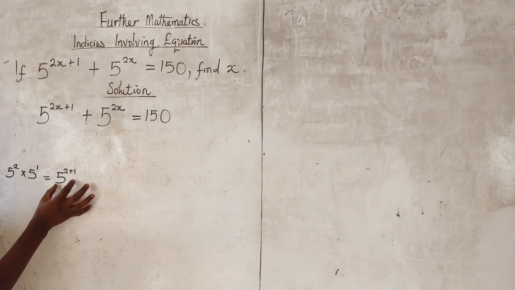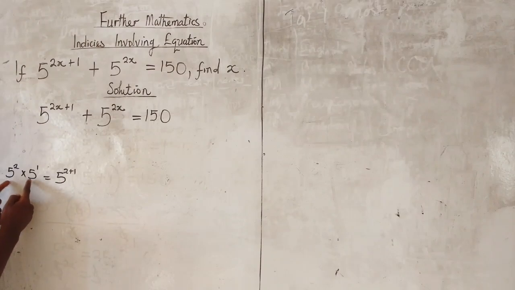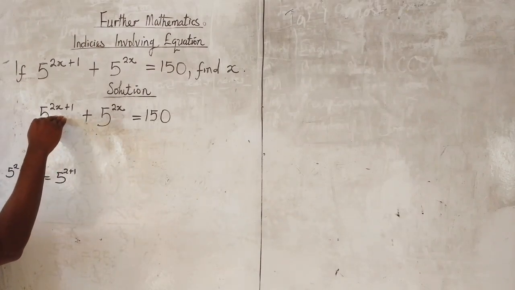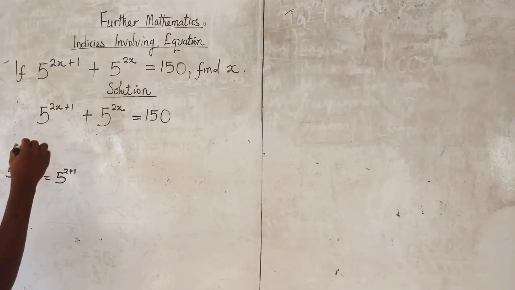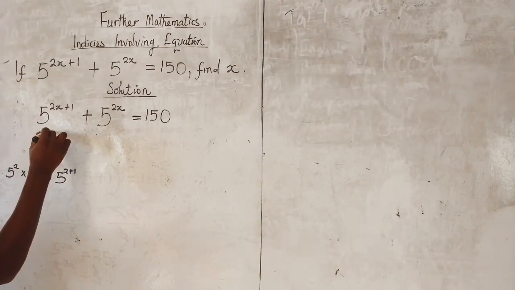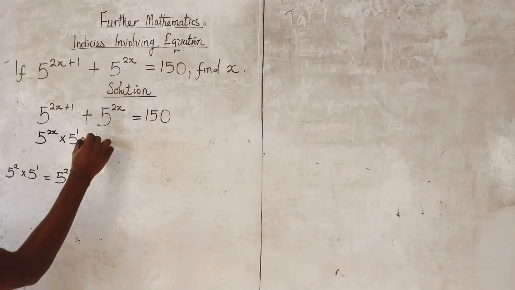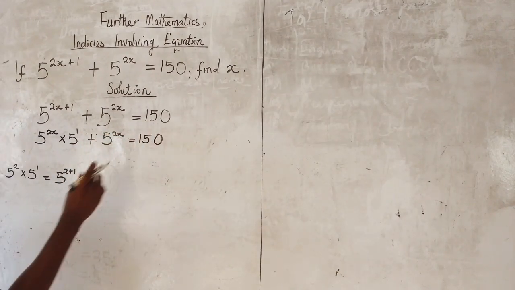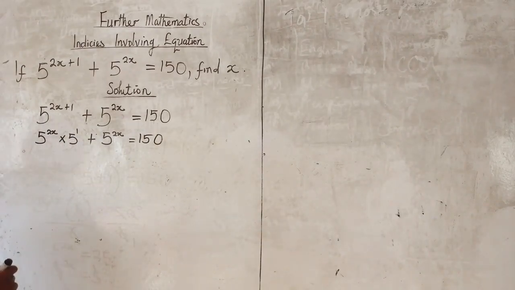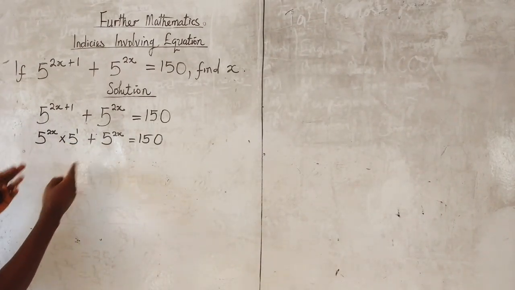So this part of the question is like the final answer. So this part now gives rise to this answer. So we are going to expatiate this to get to this point. By so doing, this is going to be 5 raised to the power of 2x times 5 raised to the power of 1 plus 5 raised to the power of 2x is equal to 150.